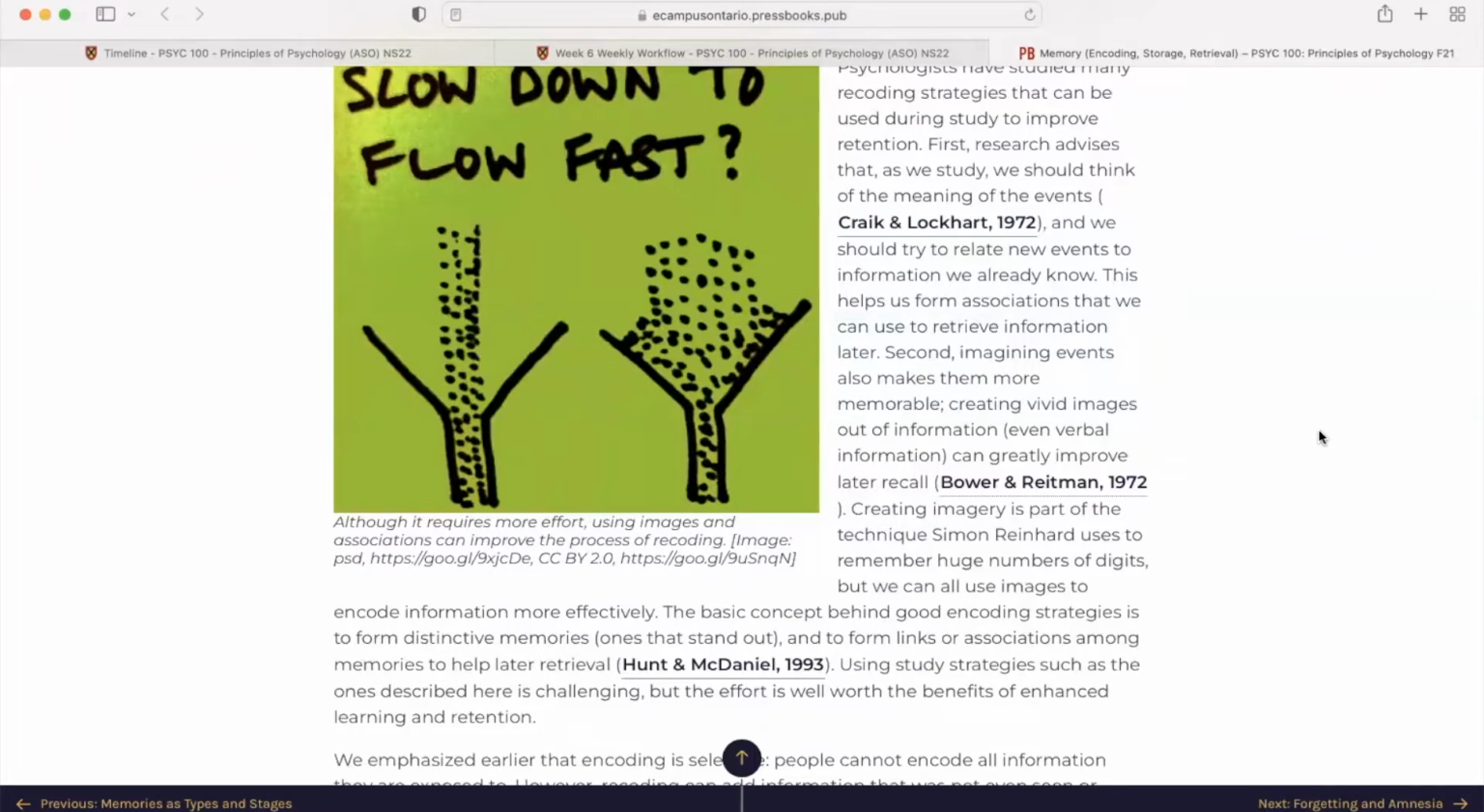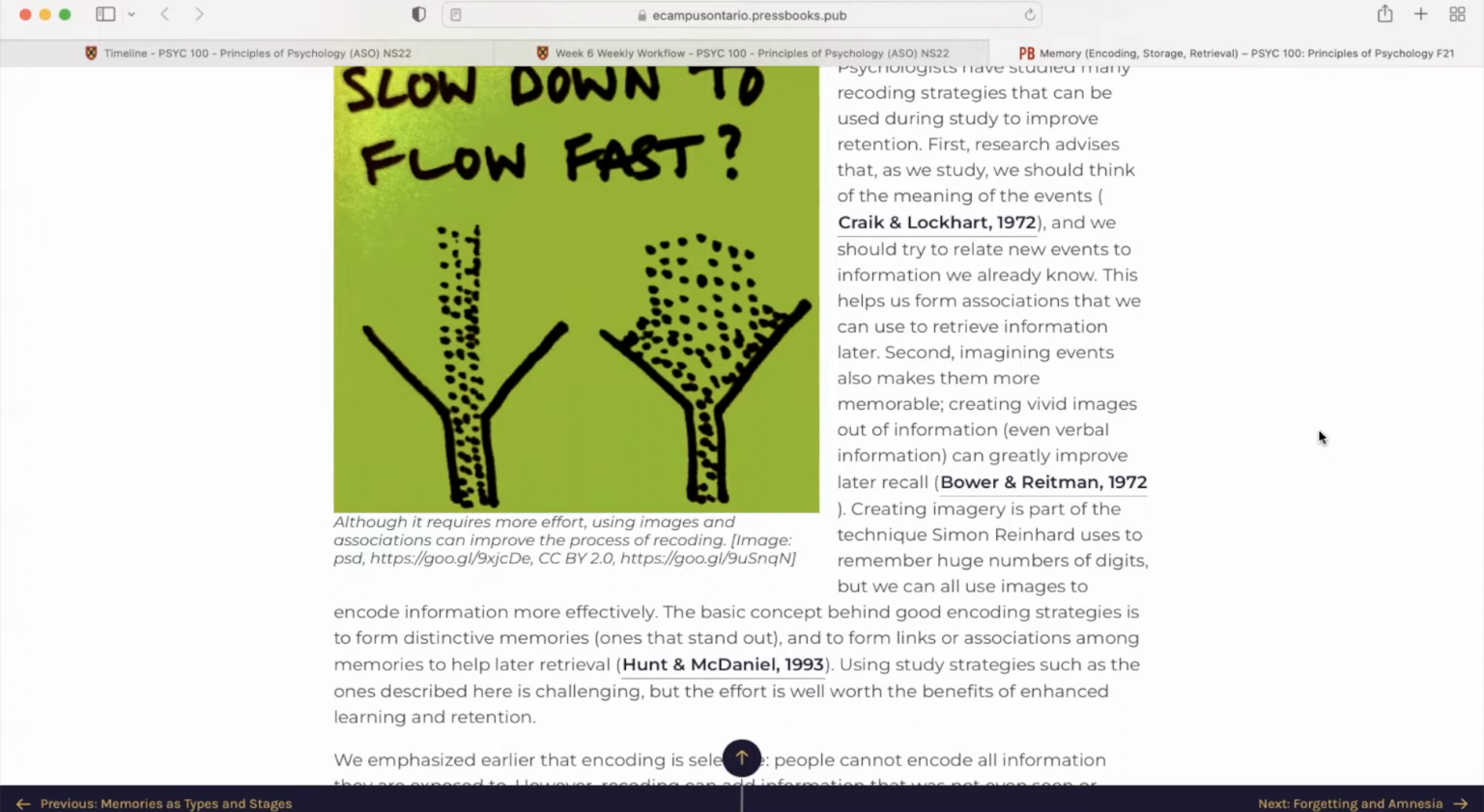Second, imagining events also makes them more memorable, creating vivid images out of the information. Even verbal information can greatly improve later recall. Creating imagery is part of the technique Simon Reinhardt used to remember huge numbers of digits, but we can all use images to encode information more effectively. The basic concept behind good encoding strategies is to form distinctive memories, ones that stand out, and to form links or associations among memories to help later retrieval.